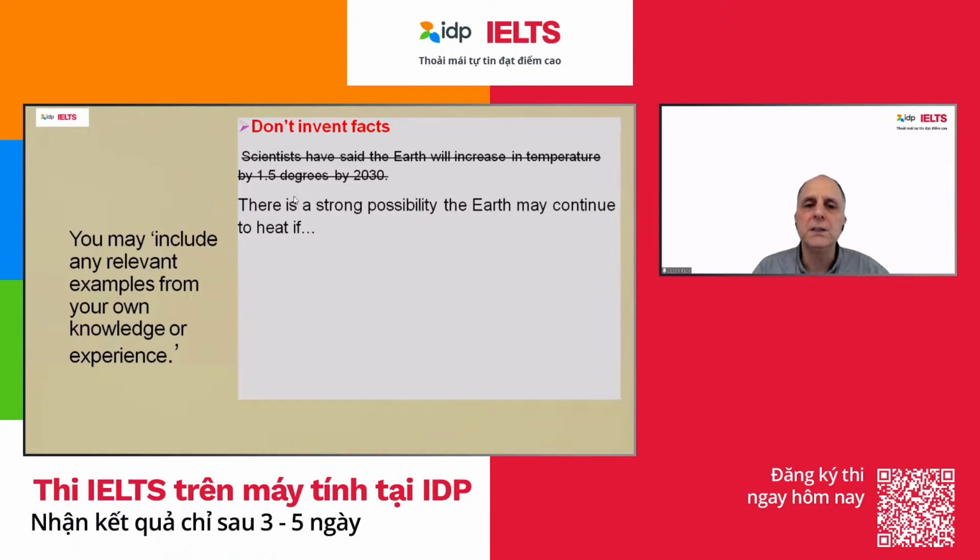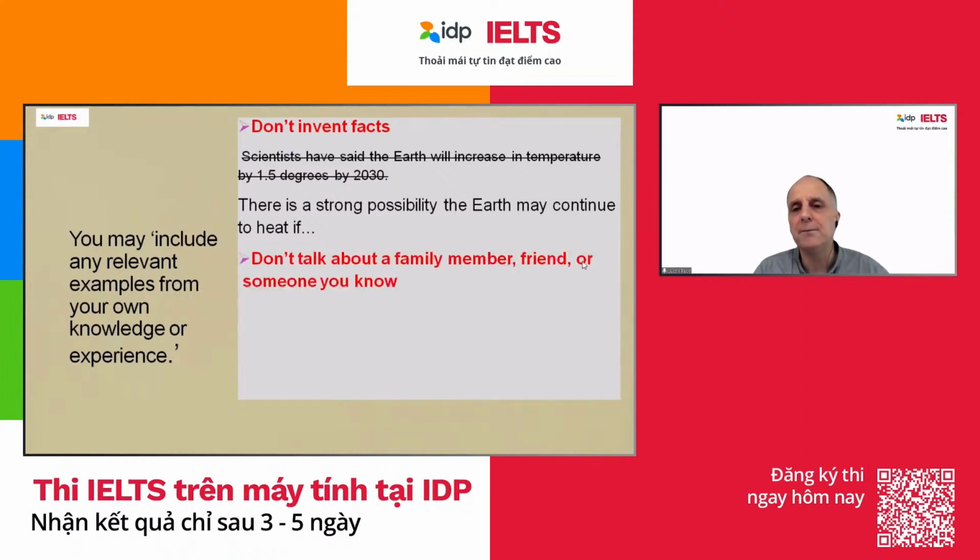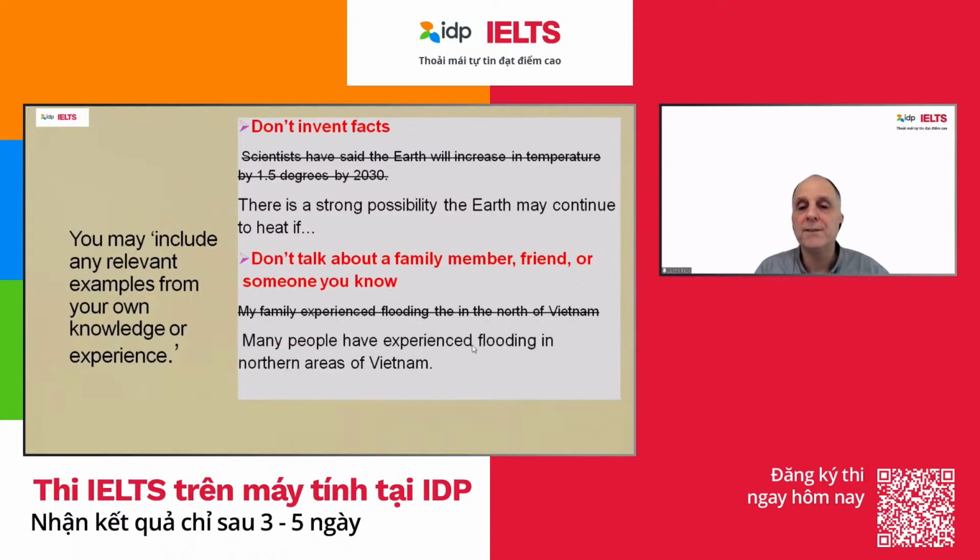So we're using your own opinion, and your own knowledge as well. Also, very important, I see this so often: don't talk about a family member, friend, or someone you know. "My family experienced flooding in the north of Vietnam." Instead, say many people have experienced flooding in the northern areas of Vietnam. Remember, these kinds of examples should be short. And once again, these are from your own knowledge, but they support the task.